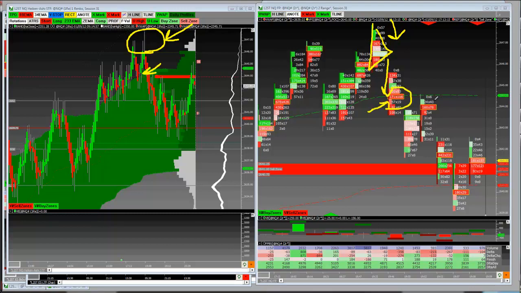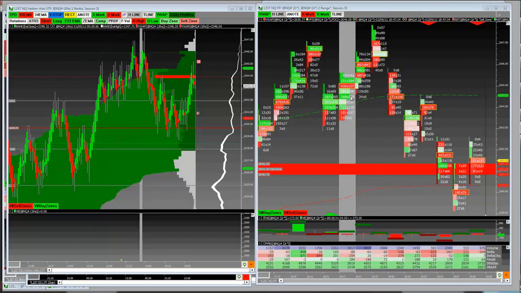Okay, if you'll notice on each one of these profiles, I'll have a yellow box. This yellow box is basically the highest volume node. It's basically like the VPOC. So in a way, what we're looking at here is VPOC shifts. It's the volume point of control shifting higher and lower.